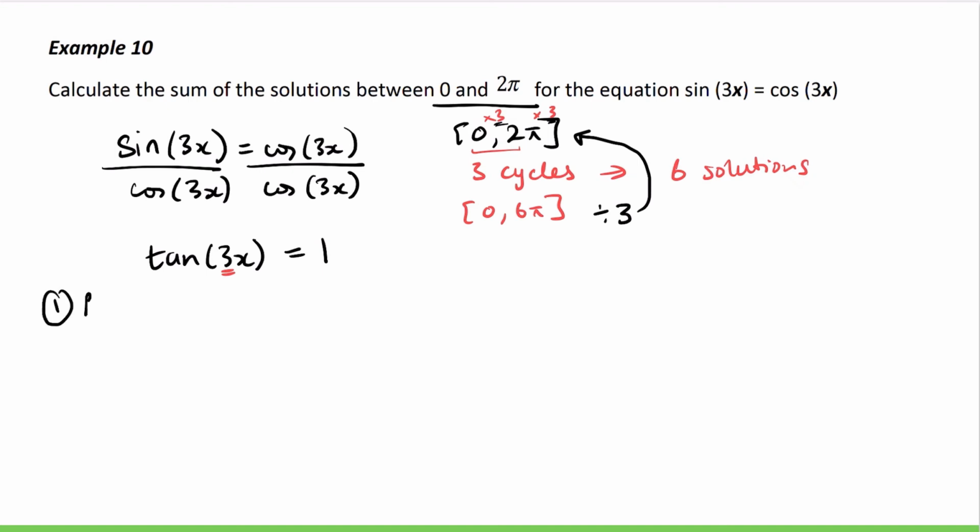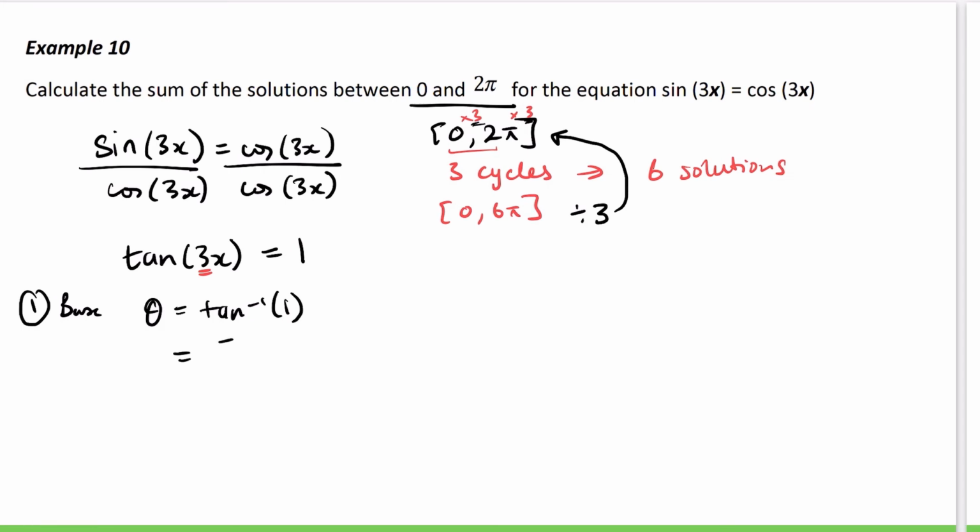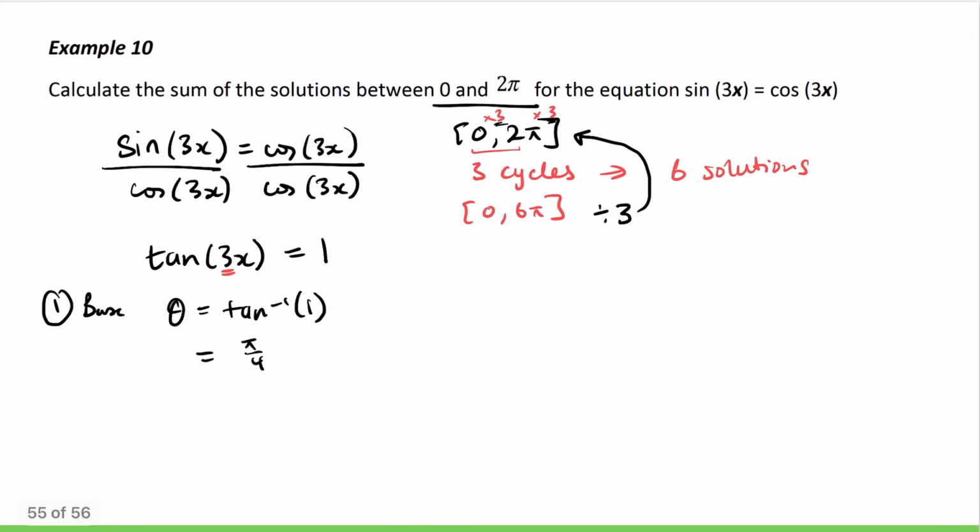All right, let's go ahead with our steps. The first one is our base angle. So 3x, well rather, I'm just going to use theta. Theta is equal to tan inverse of 1. So tan of something equals 1, that's going to be pi on 4. So that's my first one there.